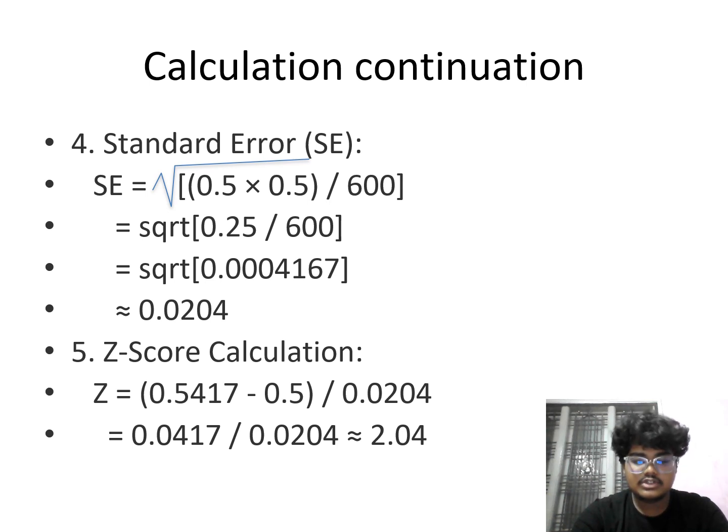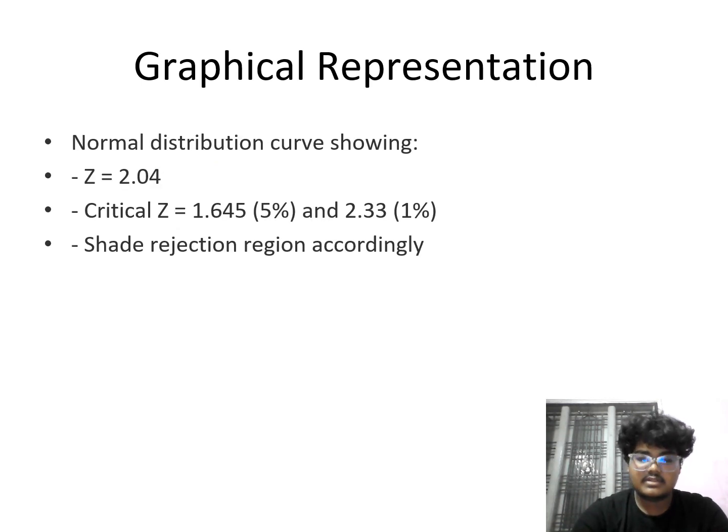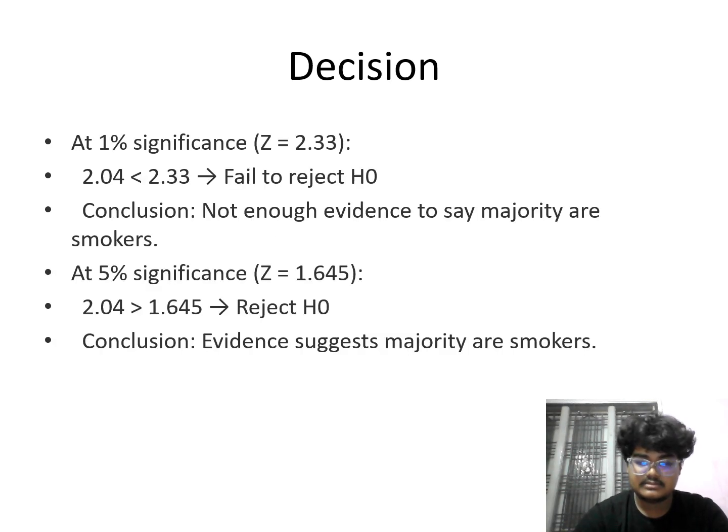Now we will go on to the z score calculation. Z is equal to 0.5417 minus 0.5 divided by 0.0204, which is equal to 0.0417 divided by 0.0204, which is approximately 2.04. From the graphical representation, we can understand that z is equal to 2.04. Critical z is equal to 1.645, which is 5%, and 2.33, which is 1%.